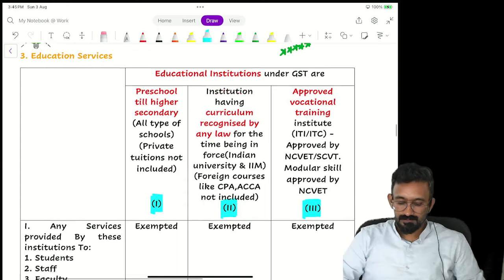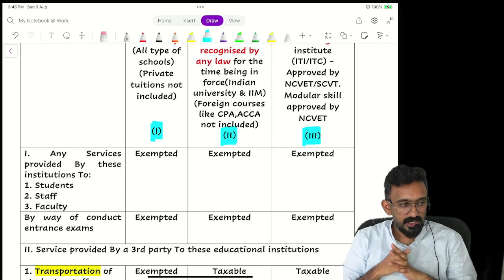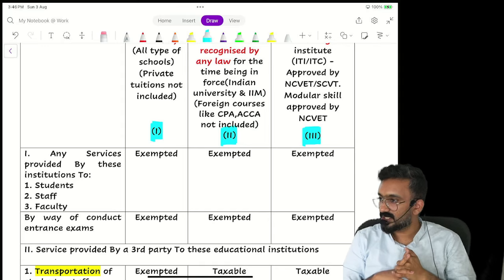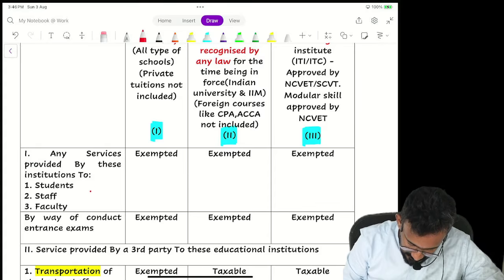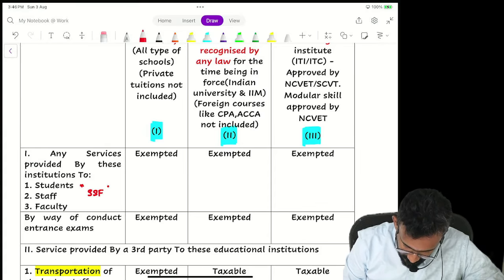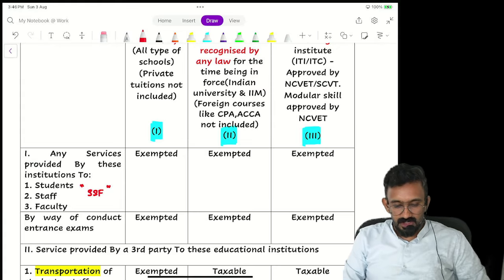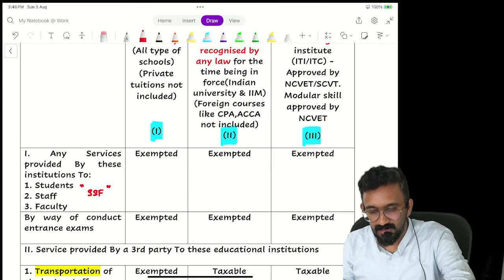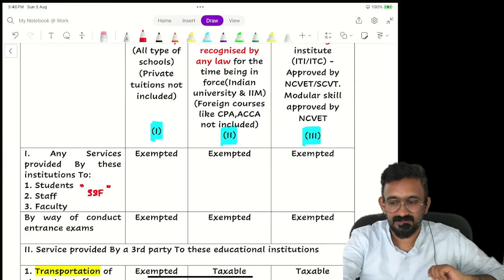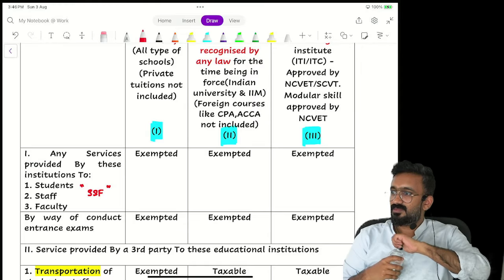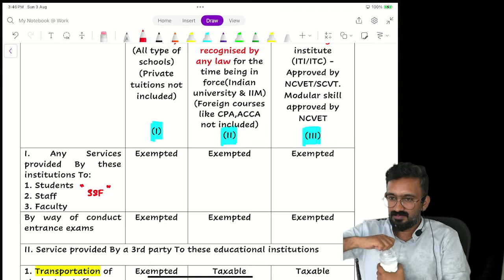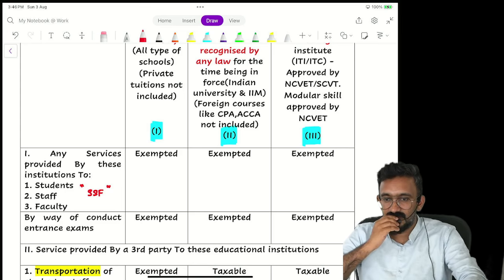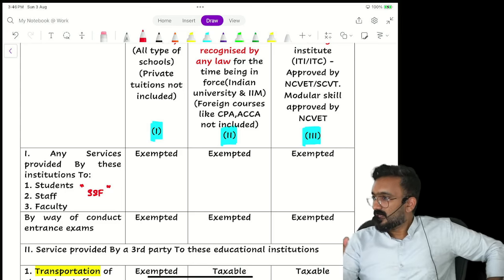Understanding? Are all the activities of them exempted? No. Look at the first exemption: any services provided by these educational institutions to student, staff, faculty. We call this SSF. Now you tell me, with the interpretational abilities that I have explained to you, what type of exemption is this? Specified combination. What combination? Specified supplier.